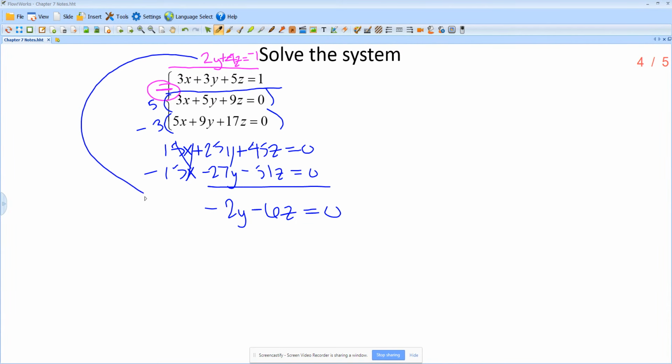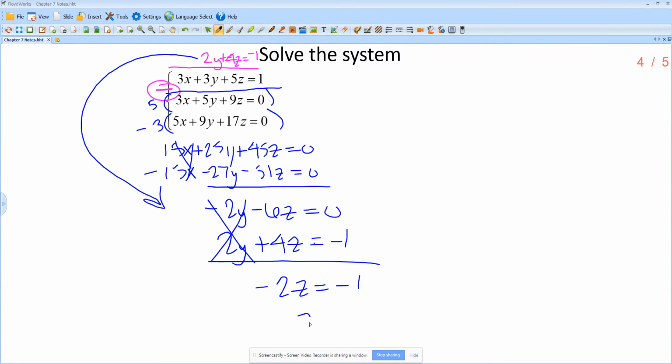And I bring down my other equation now. Positive 2y plus 4z equals negative 1. Conveniently, these can add straight down. So I get negative 2z equals negative 1. So z equals 1/2, a fraction. Scary. Now we go back and substitute that in.